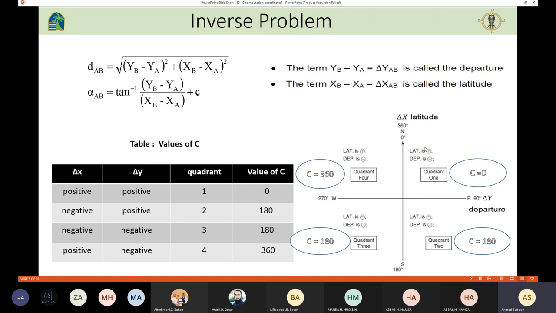For example, if the value of the latitude is positive and the value of the departure is positive, it means that the line is located in the first quadrant. If the value of the latitude is negative and the value of the departure is positive, that means the line is located in quadrant two. If the value of latitude is negative and the value of the departure is negative as well, then the line is located in quadrant 3 and the value of C is 180. Finally, if the value of the latitude is positive and the value of the departure is negative, that means the line is located in quadrant 4, the fourth quadrant, and the value of C is 360 degrees.